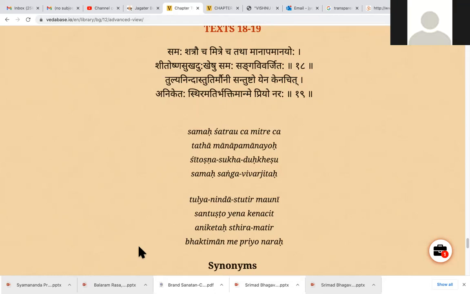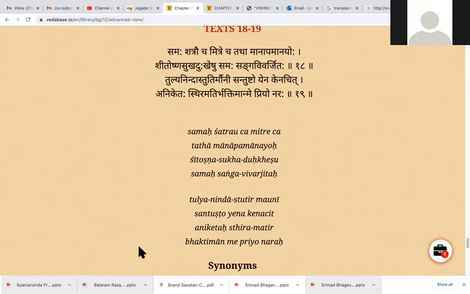Can I try? Yes, Mataji, yes. Hare Krishna. Hare Krishna. Shruti. Sama satro cha mitre cha tatha mana pamanayor sitoshna sukhe dukheshu sama sanga vivarjitaha. Very nice. Very nice, Mataji. Thank you, Shruti. Thank you. Thank you, Mataji.